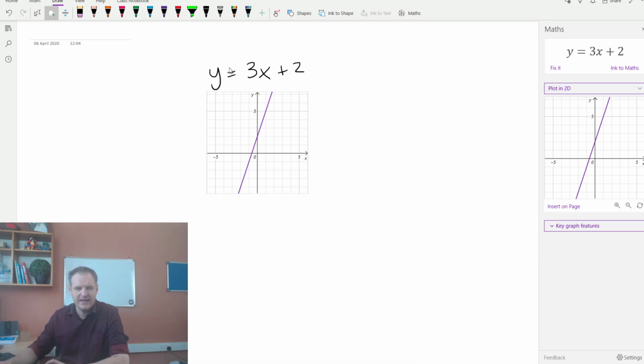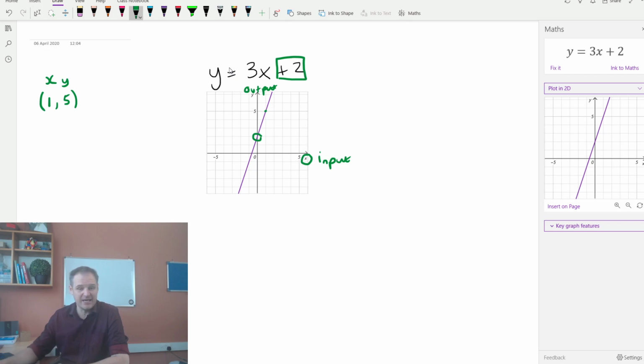What this shows is there's key features. First one, this cuts the graph at 2. That's what the number bit tells us. Now, what is going on here? Well, there's an input and an output. So when we put in the number 1, when x is 1, we go 3 times 1 is 3 plus 2. The output is 5. The second number is the output. So 1, 5 is on the line.